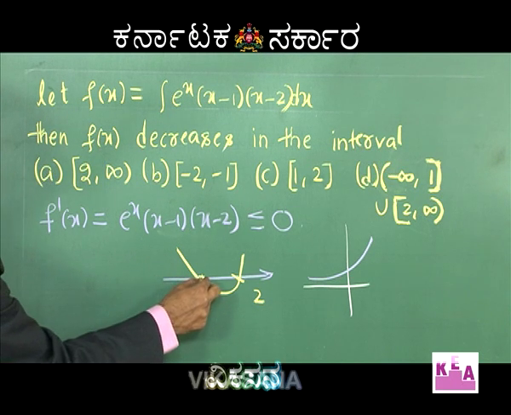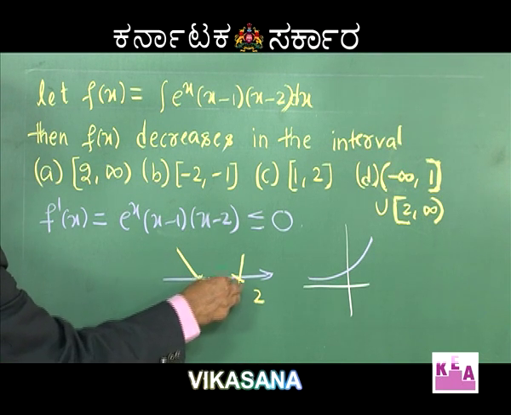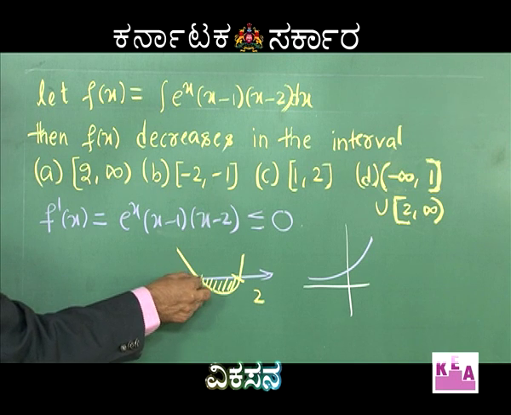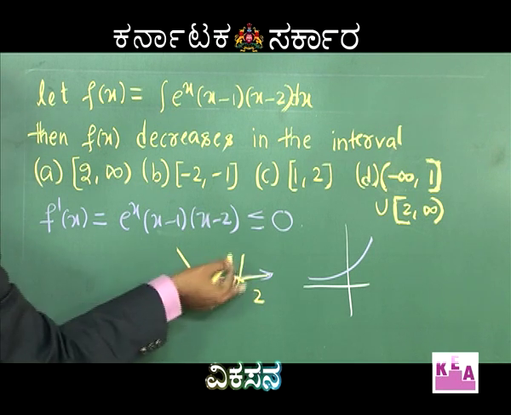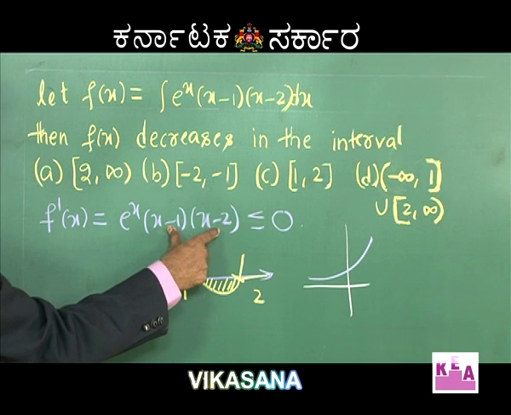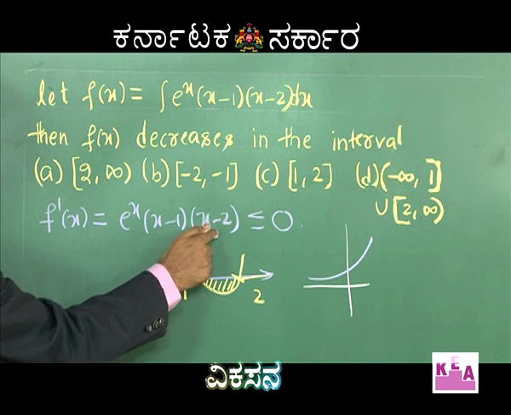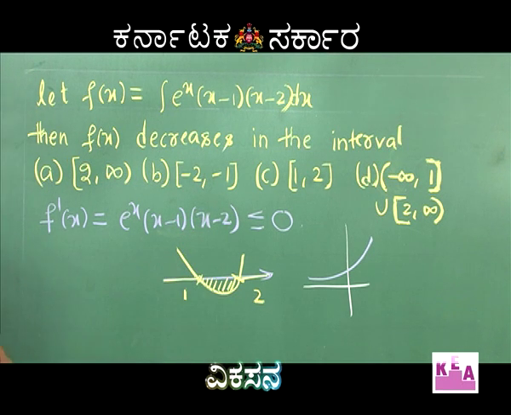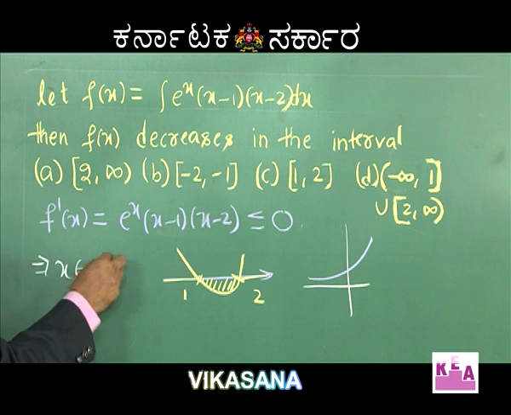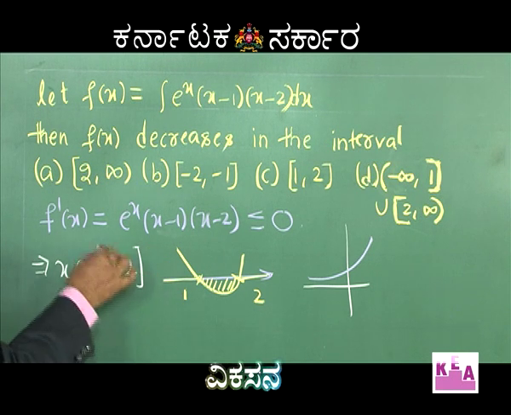For all the values of x greater than 1 and lesser than 2, f of x is a negative quantity. It is evident from the graph. If the value of x is less than 1 or greater than 2, f of x is positive. See here, f of x means I am talking about x minus 1 into x minus 2 only. That means x minus 1 into x minus 2 is a negative quantity if x belongs to 1 to 2. This clearly implies x belongs to the set 1 to 2 including both.